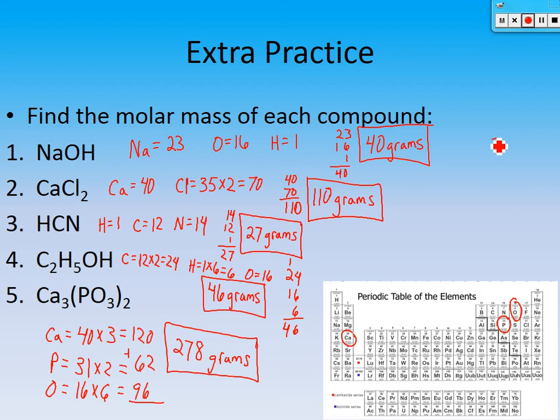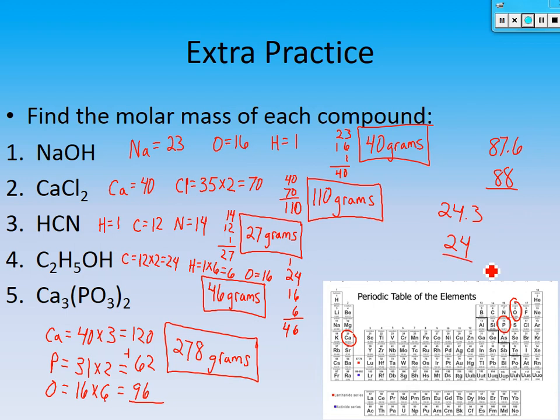Strontium, if you look on the periodic table, is 87.6. What would I write down for the molar mass? Well, that rounds to 88. Okay. What about magnesium, which is 24.3? What does that round to? 24. Just round to the nearest whole number.